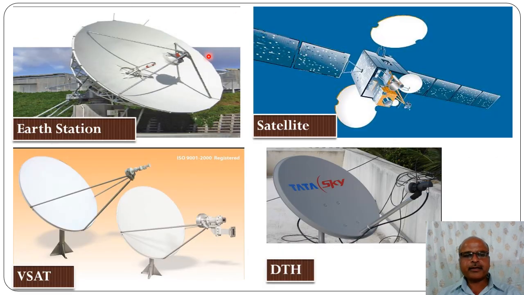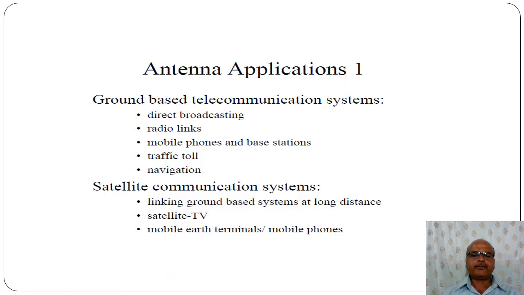So these are the different examples of parabolic reflector antennas. Also, we have the satellite Earth station, then satellite VSAT, then satellite receiving antennas, then direct to home service. These types of antennas are mostly preferred.